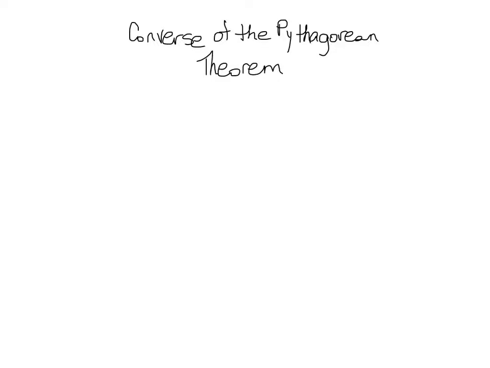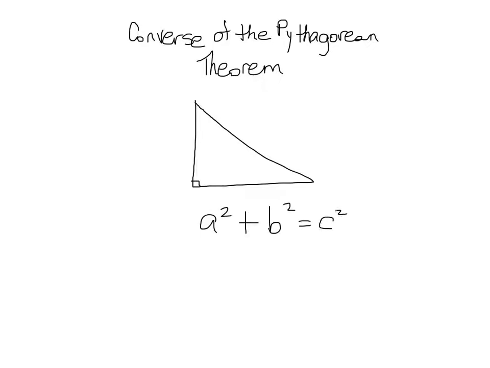In this video, we'll be talking about the converse of the Pythagorean theorem and some cool things that follow from it. So first of all, let's take a look at a triangle and make sure it's a right triangle. If we have a right triangle, we know that the Pythagorean theorem states that a squared plus b squared is equal to c squared, where a and b are just the lengths of two legs and c is our hypotenuse.